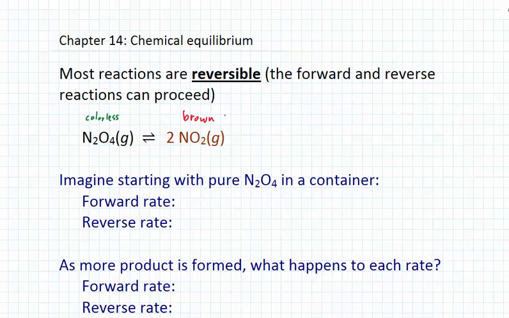Okay? So let's imagine, if we could, we had just N2O4 molecules, and look what happens. The N2O4 molecules break in half to make NO2. Right? So they look like that, and then they join together and they split apart.